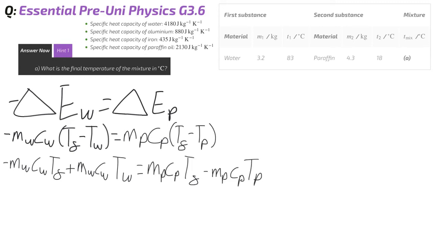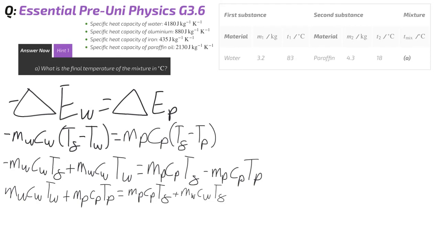The thing I want to calculate is Tf, and I've got a Tf here and a Tf here, so I'm going to move everything that contains Tf onto one side. In fact, I'll move them to the right, and then everything else I'll move onto the left, so we'll get this. I will have Mw Cw Tw plus Mp Cp Tp, and then on the right hand side I have my Tf terms. I'll have Mp Cp Tf plus Mw Cw Tf.